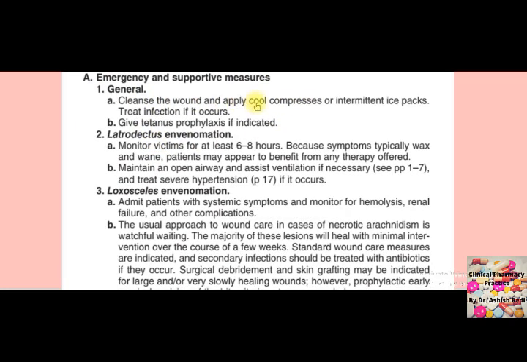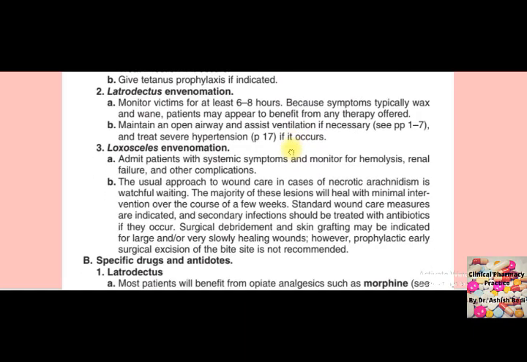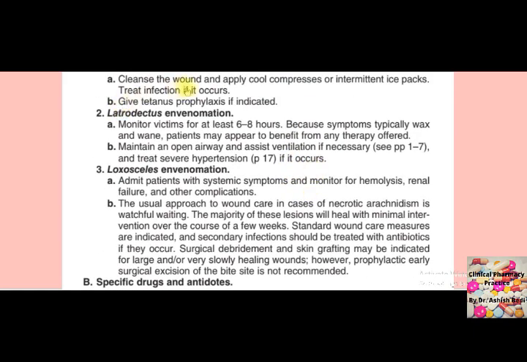General: cleanse the wound and apply cool compresses or intermittent ice packs. Treat infection if it occurs. Give tetanus prophylaxis. I would suggest that in the case of any envenomation by an animal bite, whether it is a poisonous snake or spider or scorpion, bees or wasps, just give tetanus prophylaxis. It is better to give it. In every case you have to give tetanus prophylaxis first, clean the wound, apply cool compresses or intermittent ice packs, and treat infection if it occurs.